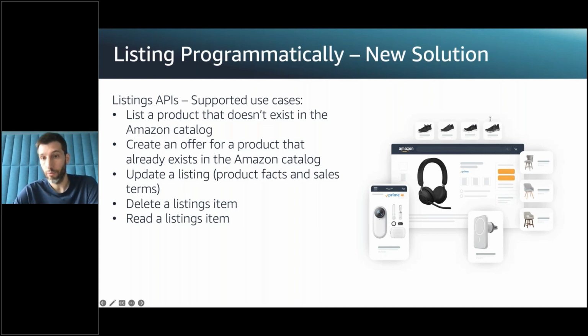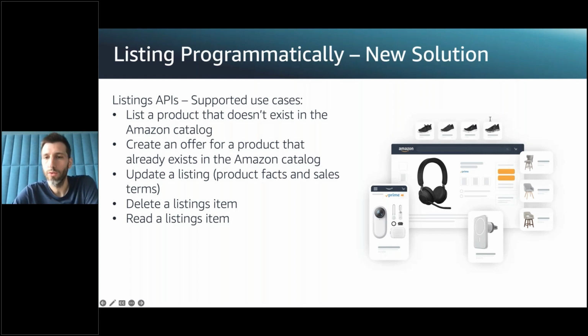Updating listings is, of course, also possible. The Listings API provides the ability to limit your submissions to the attributes that you want to change, reducing this way the likelihood of getting an error or mistakenly updating information.